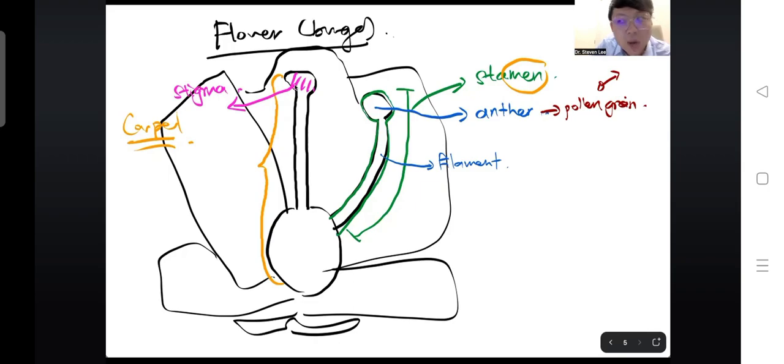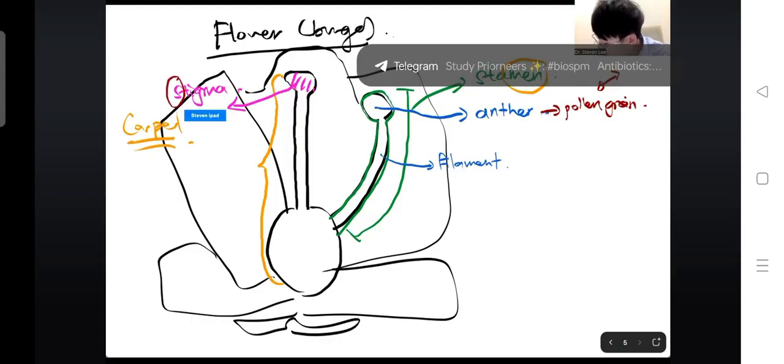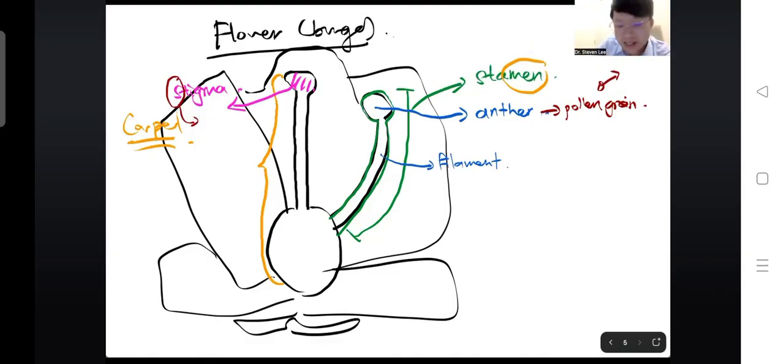For the stigma, I want you to remember a few important points. Number one, it starts with the letter S. There are two things you have to remember that start with S. Number one, the stigma is very sticky. That means later something must stick on it. What sticks on it? Must be the pollen grains. The pollen grains will later come and stick on this, so it must be very sticky.